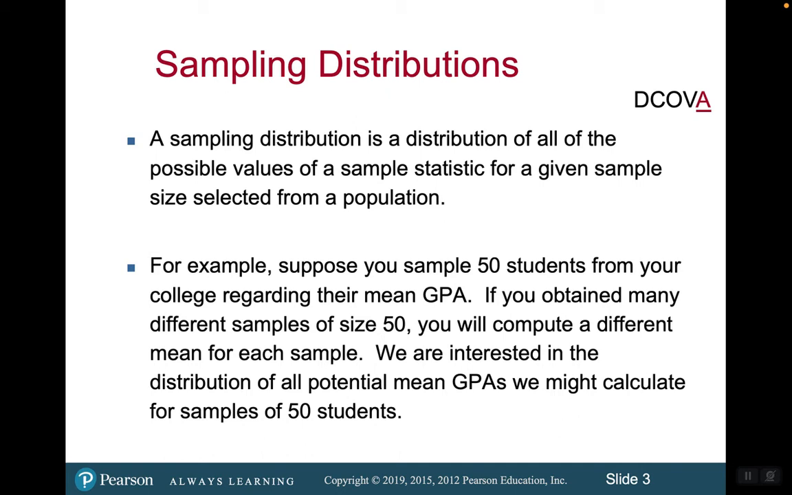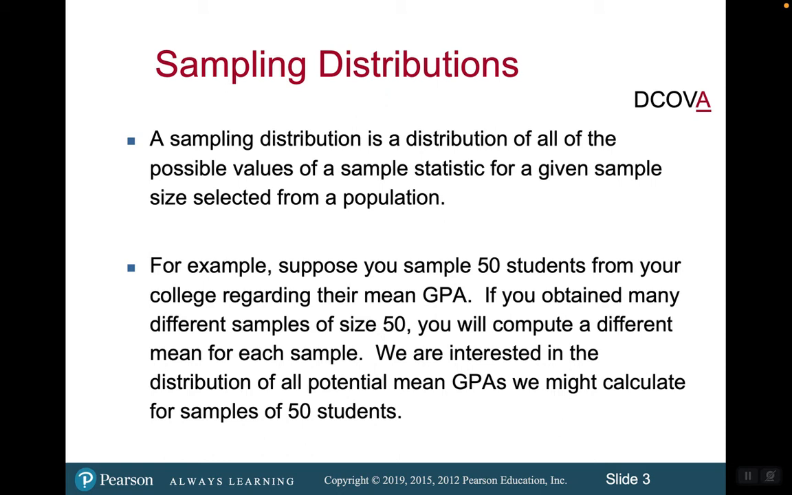So, to start off with, the way we describe a sampling distribution, it's a distribution of all of the possible values of a sample statistic for a given sample size selected from a population. All right, so we'll kind of use an example here to illustrate it.